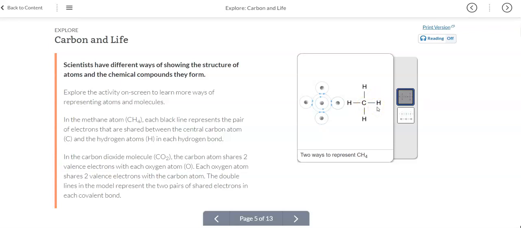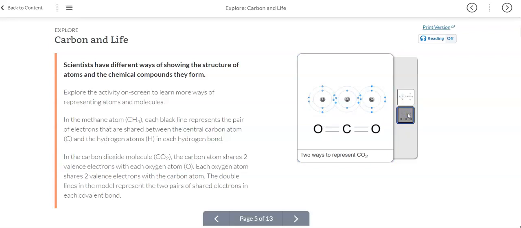In the carbon dioxide molecule, CO2, the carbon atom shares 2 valence electrons with each oxygen atom, and each oxygen atom shares 2 valence electrons with the carbon atom. The double lines in the model represent the 2 pairs of shared electrons. So here's a pair, here's a pair, here's a pair, and here's a pair.